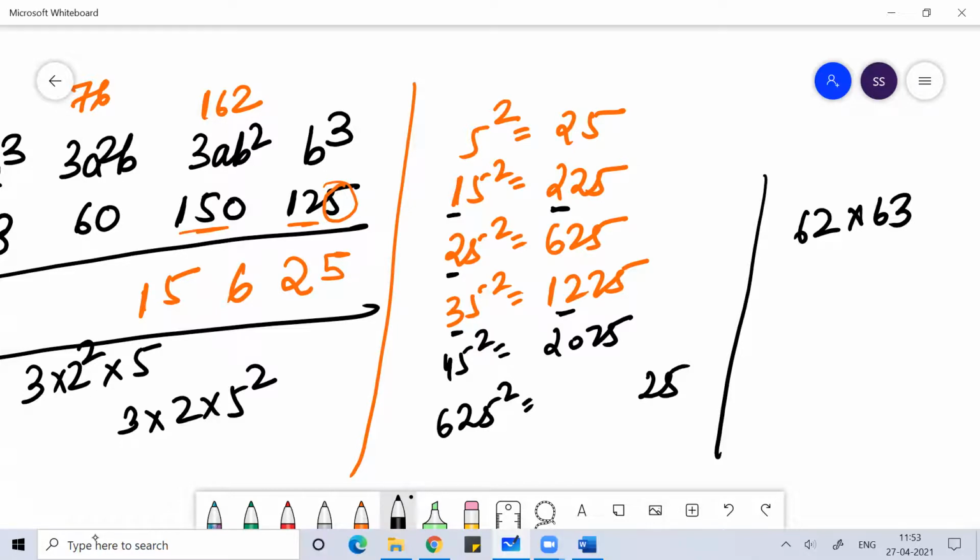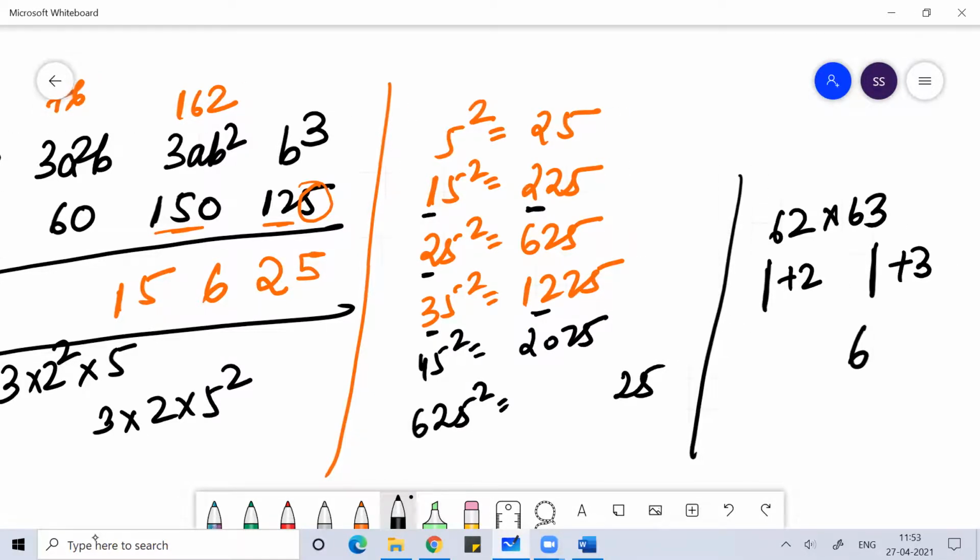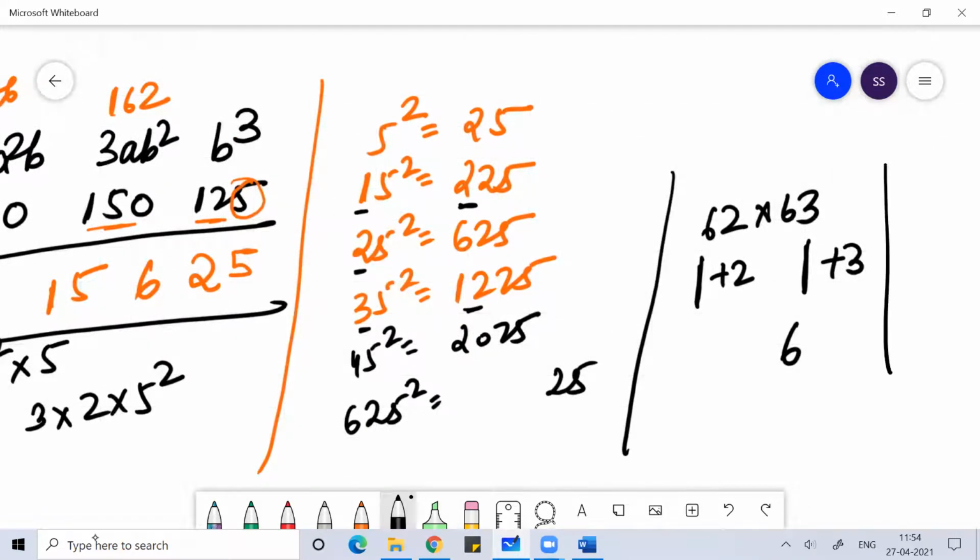62 into 63, I have taught you how to do that. 62, how much more than 60? Plus 2. 63, how much more than 60? Plus 3. What is 2 threes? 6. Simple. Then what is 62 plus 3? 65. 63 plus 2, 65. You are comparing with 60. 60 is how many times of 10? 6 times. What is 65? 6 fives are 30, so you'll get 390.